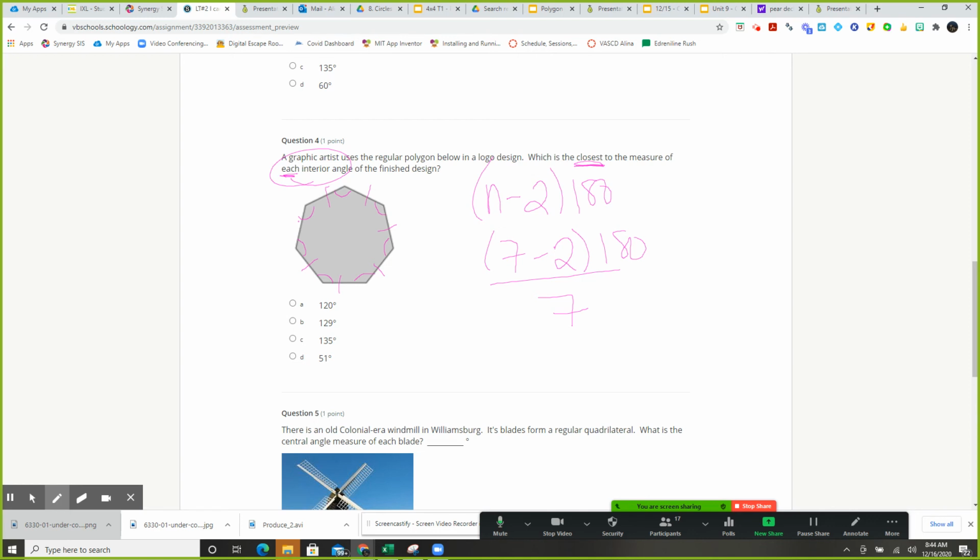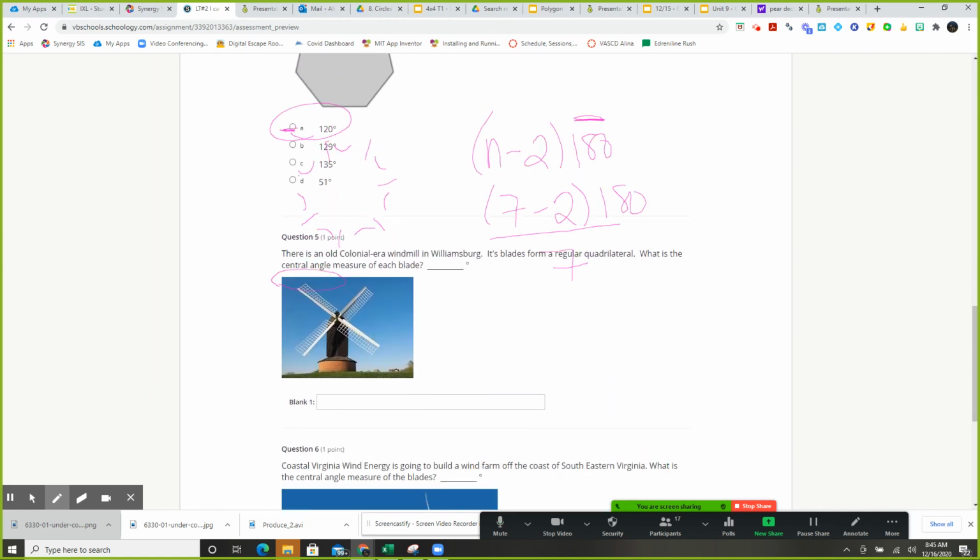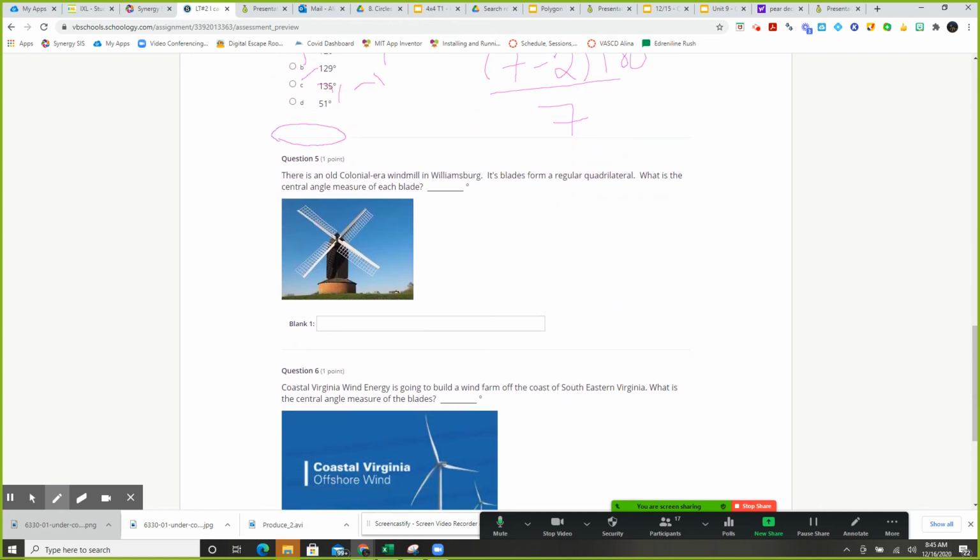So 7 minus 2 times 180 divided by 7 gives me what? It would be 128 something. It is 128 something. So what's the closest measure? 129. Fantastic. All right, last 2 questions are about windmills.